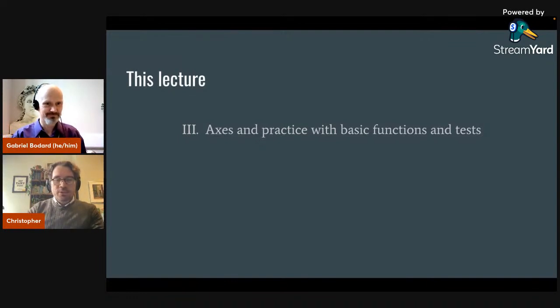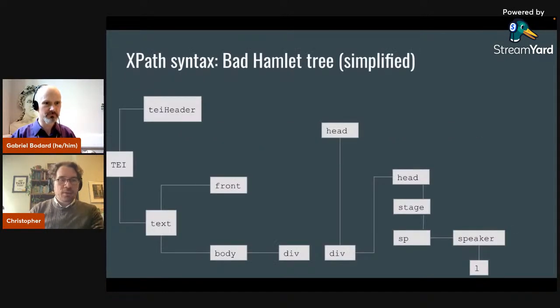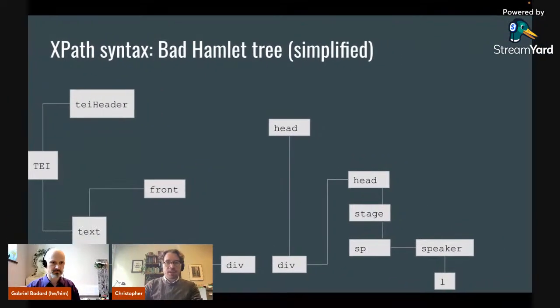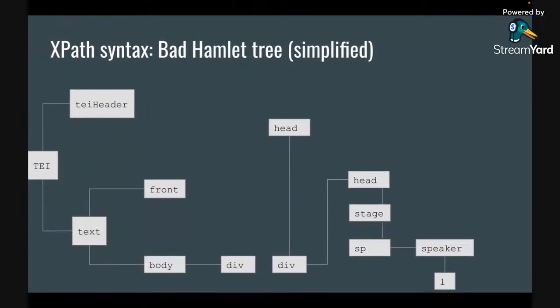Right, so let's do some practice. Let's look at some XML trees and figure out how to navigate our way around these trees, because that's really the essence of working with XPath. So here I've got an extremely simplified schematic of the Bad Hamlet file that we're giving you in this class. It's simplified because I just want to illustrate this for visualization purposes: here's your root element.